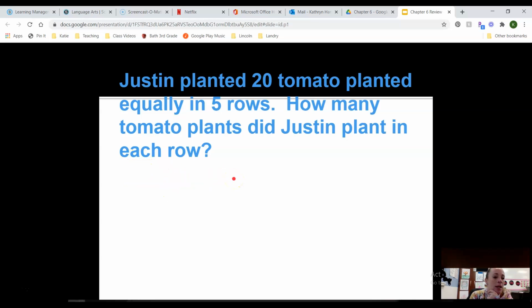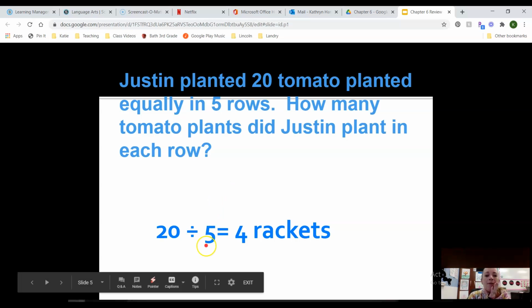Pause the video. If you don't know what 20 divided by 5 is, please draw 5 groups and separate out 20 things. All right, here's your answer. 20 divided by 5 is 4. Remember, I can check myself because 4 times 5 is 20.